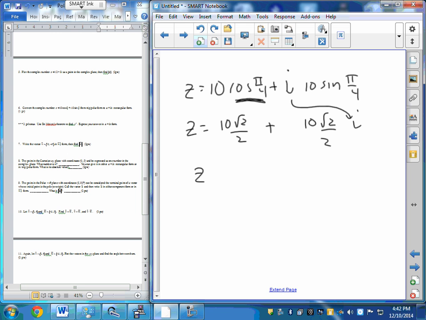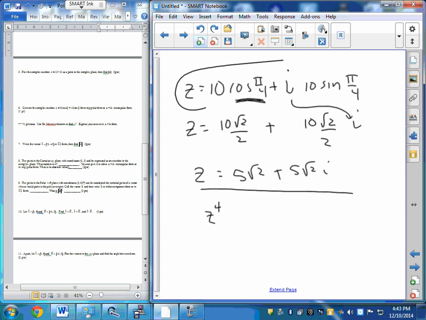Okay, so we're done with that. 5 root 2 plus 5 root 2 i. That was only worth a point, not a lot of time to do. Dumois says, can you actually raise that to the 4th power? Because we have this in cis form, this is the bonus if you want.